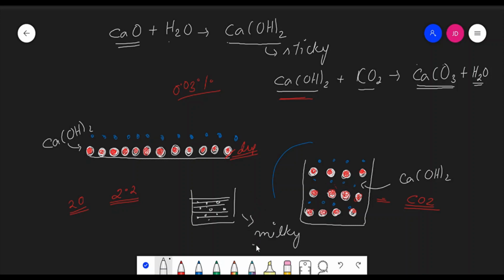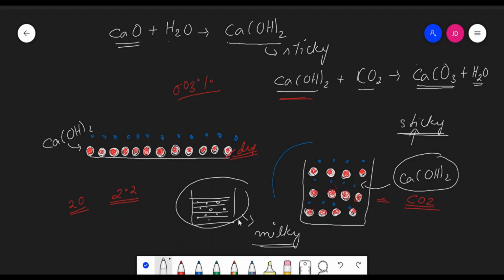Then what was the difference between CaOH2 and milky? CaOH2 is white color. This mixture is white color, but this thing was sticky. I already told you that CaOH2 is sticky. However, here this will be water and a mixture. It will be like milk, watery. So we call it milky.